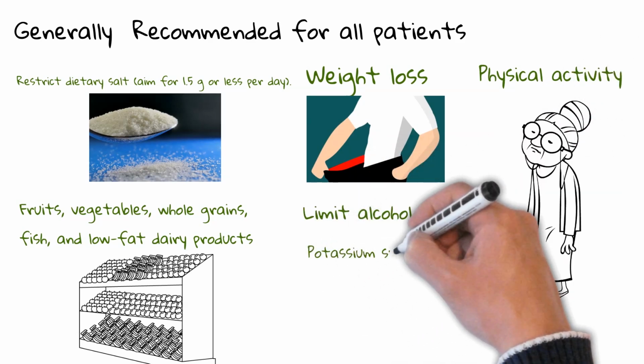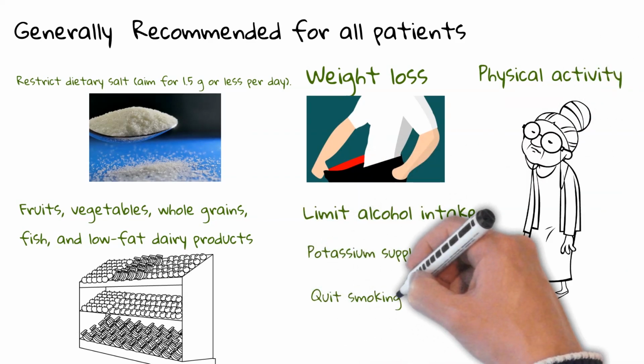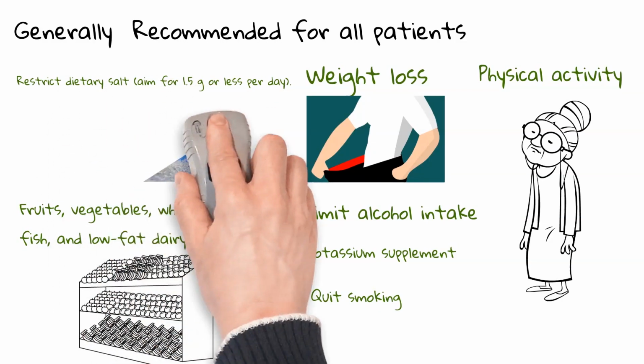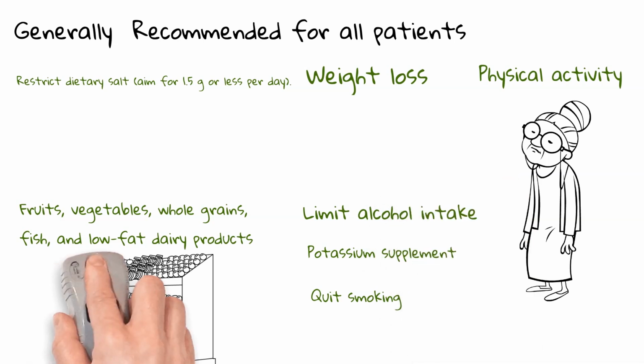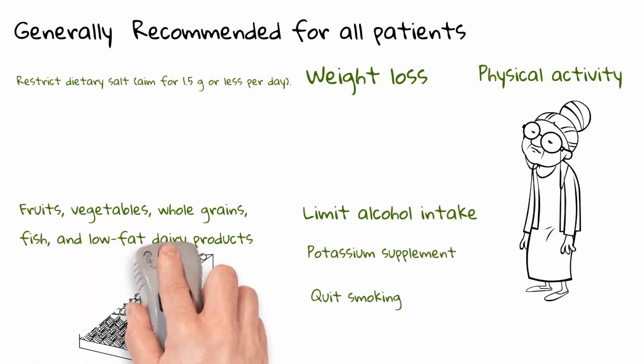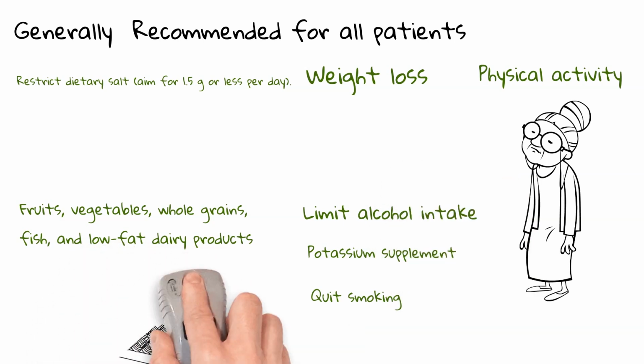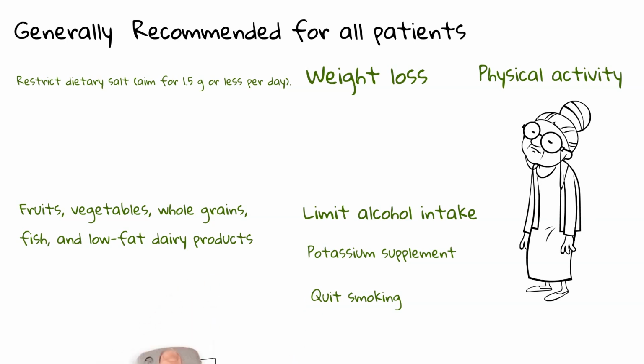Increase physical activity. Aerobic and resistance training can reduce blood pressure by an average of 4/3 to 6/3 millimeters of mercury irrespective of body weight. Limit alcohol intake to no more than 1 alcoholic drink per day for women and 2 for men. Take a potassium supplement, unless contraindicated in chronic kidney disease patients. Quit smoking.